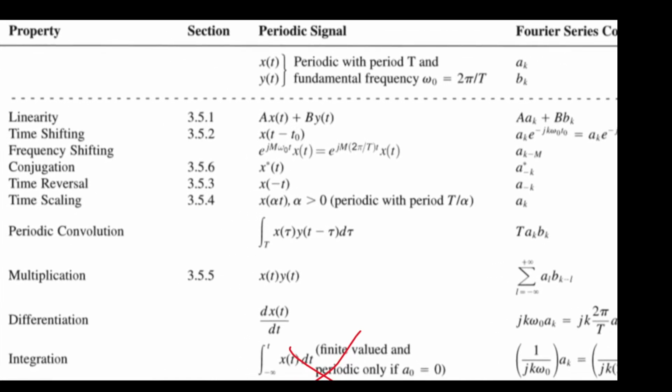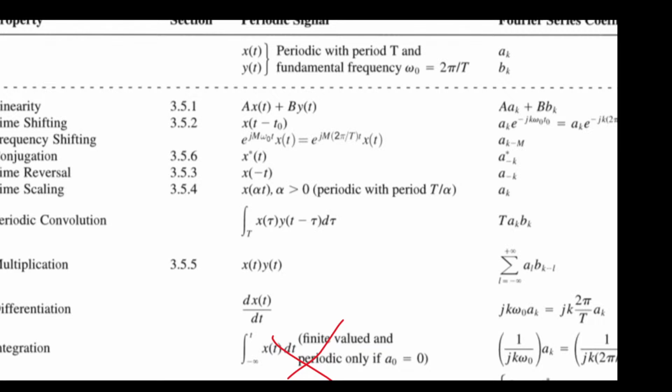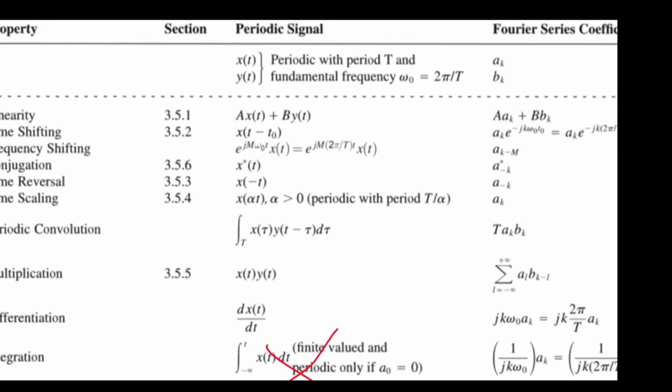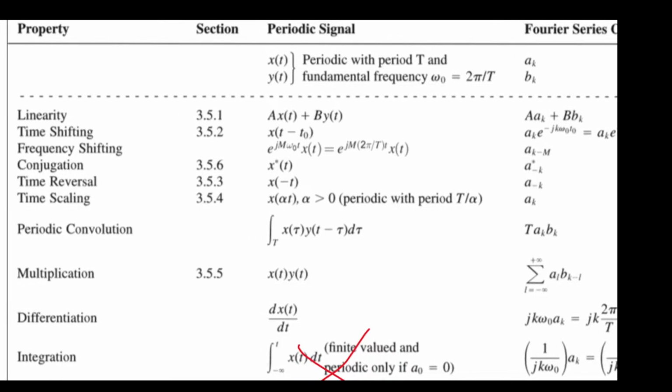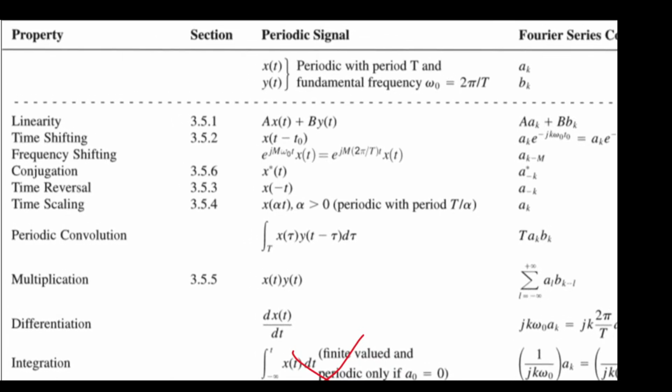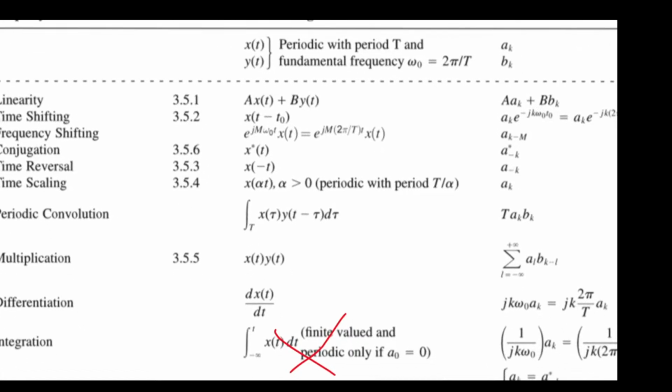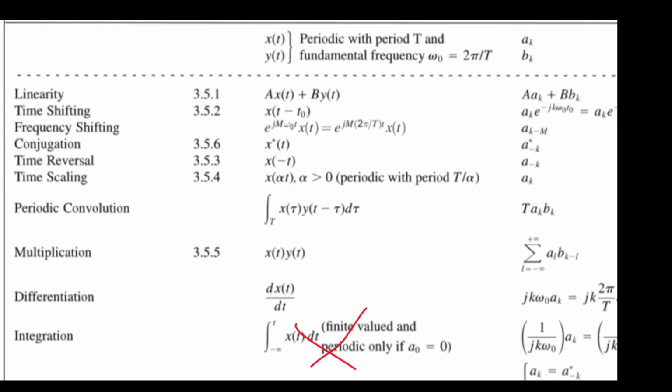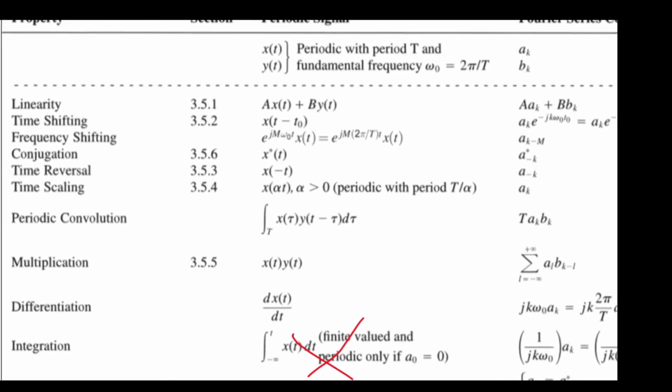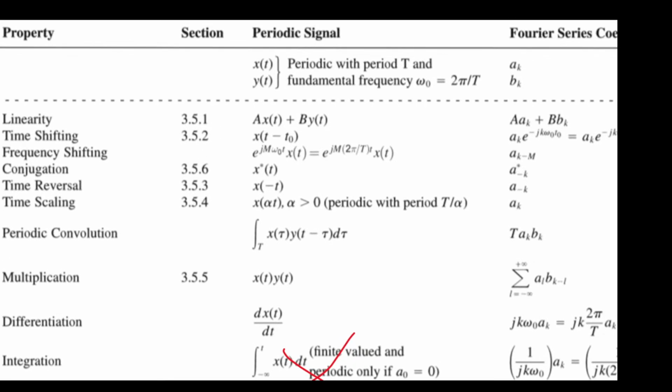Then there is an interesting conjugation property. If we conjugate our signal, then our a_k gets conjugated, but also gets flipped on k, so the corresponding b_k will be a star of minus k. And if we do time reversal on the signal, so our signal is x of minus t, then the corresponding b_k will be a of minus k. The time scaling is interesting: time scaling doesn't change our a_k at all. If you have x of alpha t, you still have a_k, but this will change your big T. Your period will become T divided by alpha.